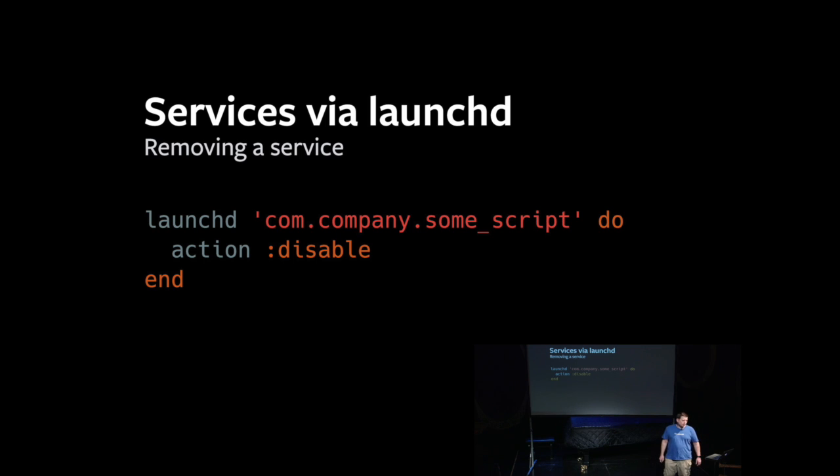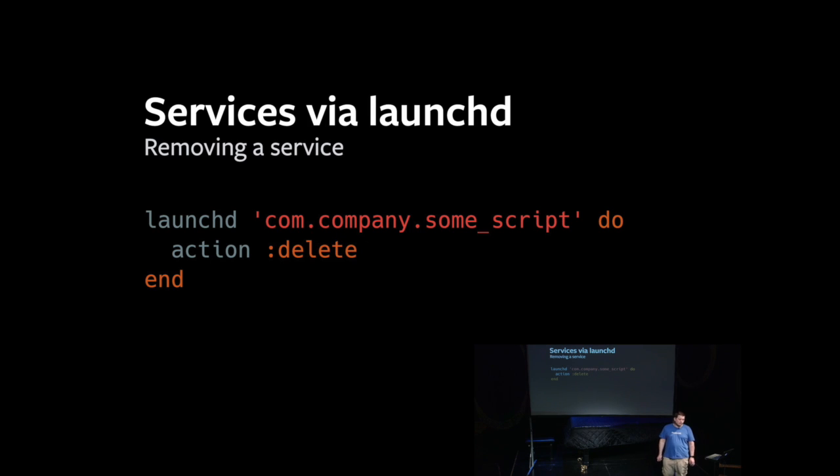You can also disable any launch daemon, much like the service provider can. You just pass it the action disable, and it'll try to match the label to a file on disk. And just like with the service resource, you can give it a plist if it doesn't match.